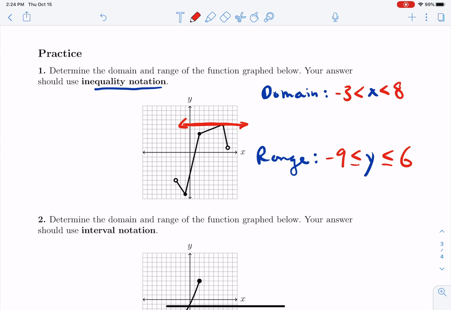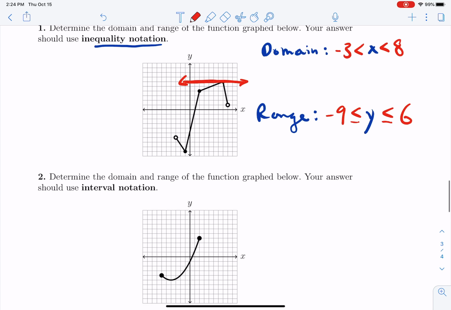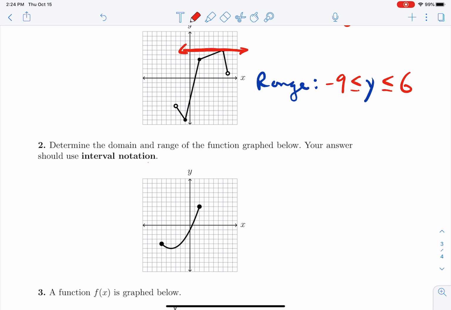All right, so that's it for this video. The last one is in interval notation. So you want to think about, is it not included, so that's parentheses, or is it included, which is brackets.